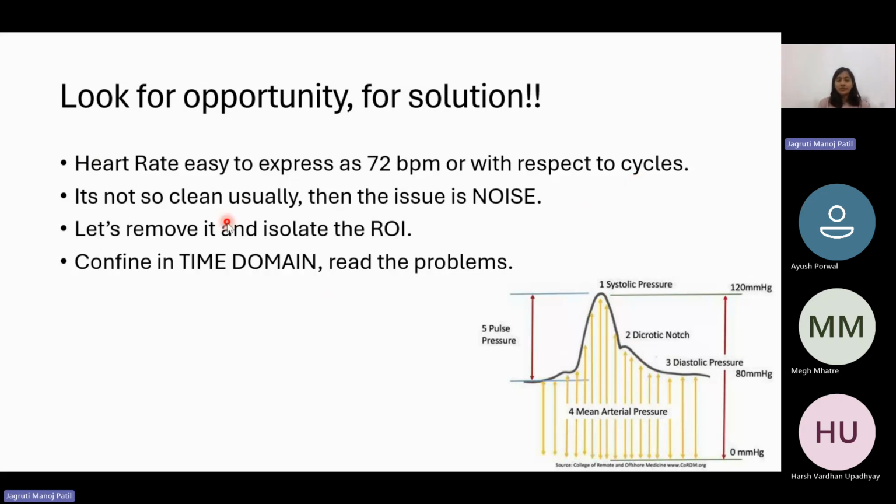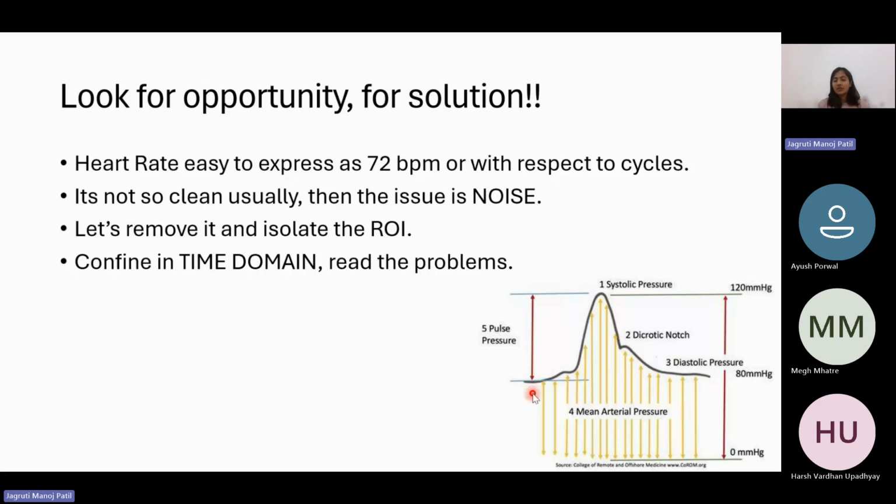So what we usually do is isolate signals, take certain windows, and do our processing on them. Similarly, we divided a continuous signal into quasi-stationary segments, and then processed it. Since it was confined to the time domain, we had more problems, so we had to go through the problems, read into the issues, and then solve them.